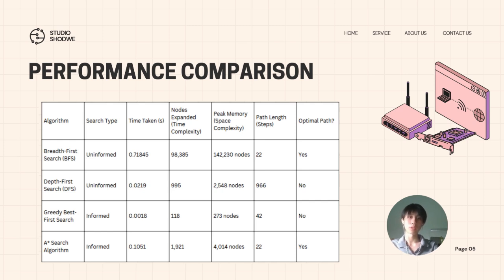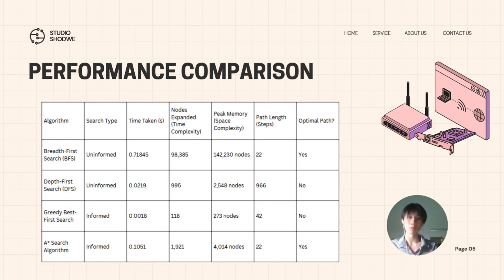The time taken for DFS to find the solution is around 0.02 seconds. So this is basically due to the number of nodes that it explores being only 900, and therefore the memory consumed by DFS is also quite low to moderate, which is around 2,000 nodes. So the path length found for DFS is around 900, which is obviously not the optimal path for the problem.